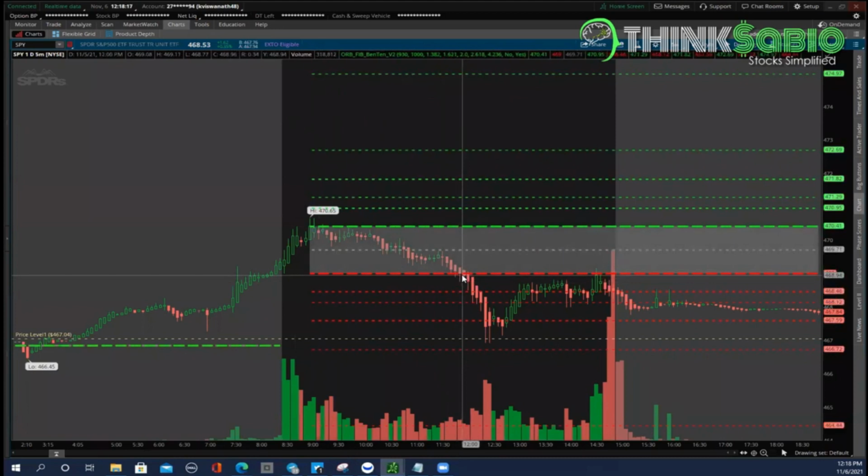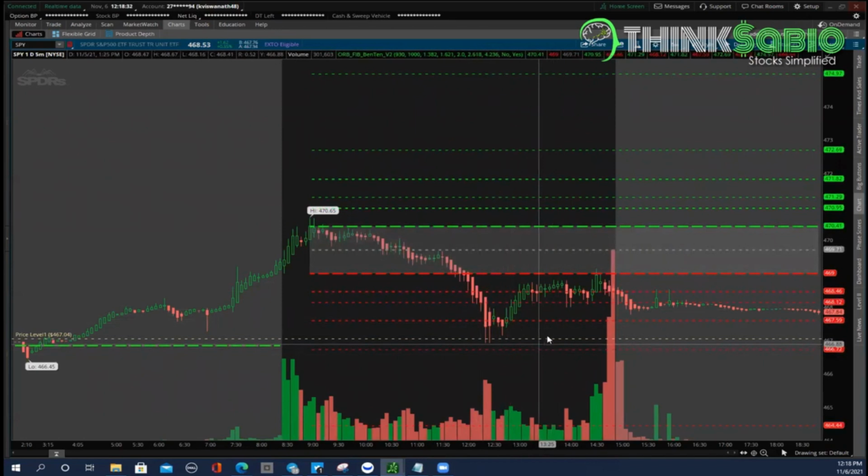If the body of the candle here closes under this, I will buy a put at the beginning of this candle, and I will ride all the way here, and then I'll use exponential moving averages to basically manage my trade.